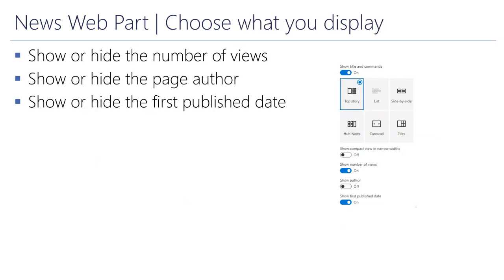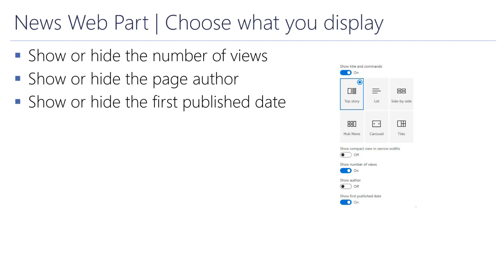You have options with the news web part to show or hide different attributes of those articles. Again, we didn't originally have these capabilities when news first came out, and people were really asking, well, can I not show the number of views on an article? Can I show or not show the author of a news article? And the answer is yes, you have the ability to do that as well.